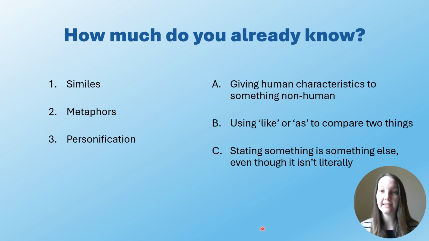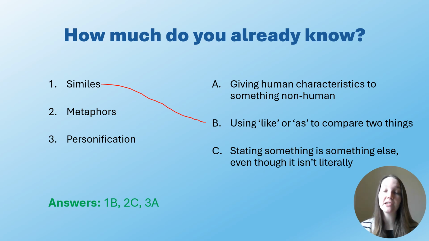Okay, right, I'm going to show you the answers now. So you should have been able to match up 1 and B. So we've got similes using like or as to compare two things. Then we have 2 and C, so metaphors stating something is something else, even though it isn't literally. And then lastly, personification is giving human characteristics to something non-human. I hope that makes sense. Don't panic if you weren't sure about matching those up. Maybe take some time now to pause the video and write down the definitions for each of these, okay? And then we'll go through each one of them.